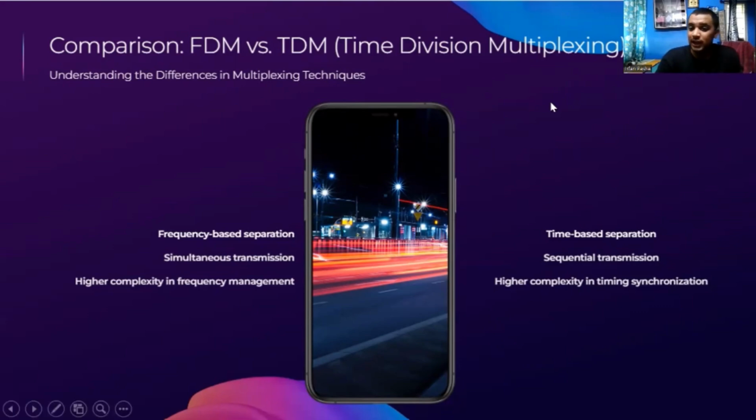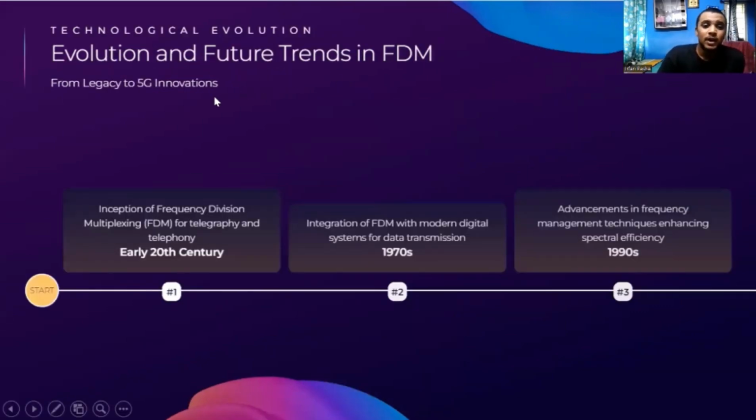What does TDM do? Time-based separation, as we know that it has time management, it has time limits. Sequential transmission, it goes sequence by sequence. I think this transmission works on a first come first serve basis, with higher complexity in time synchronization. Well, I believe FDM is far better than TDM because TDM has its own drawbacks and its own lag behinds. On to the next slide.